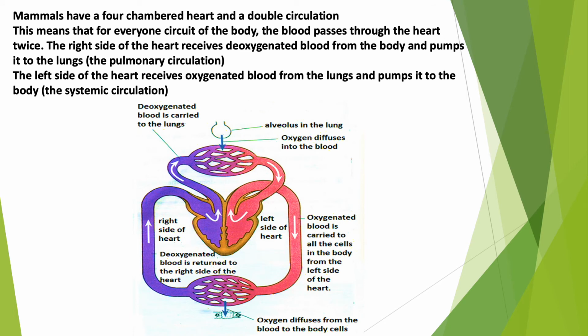Mammals have a four-chambered heart and a double circulation. This means that for every one circuit of the body, the blood passes through the heart twice. The right side of the heart receives deoxygenated blood from the body and pumps it to the lungs. The left side of the heart receives the oxygenated blood from the lungs and pumps it to the body.